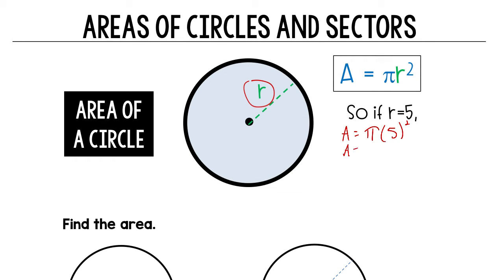Well, order of operations tells us we do the exponent first, so the area is 25 pi units squared, or we can multiply with pi as 3.14, and the area is about 78.5 units squared.